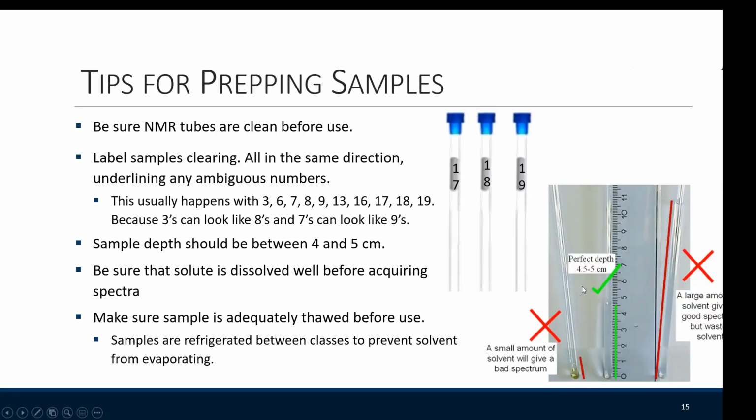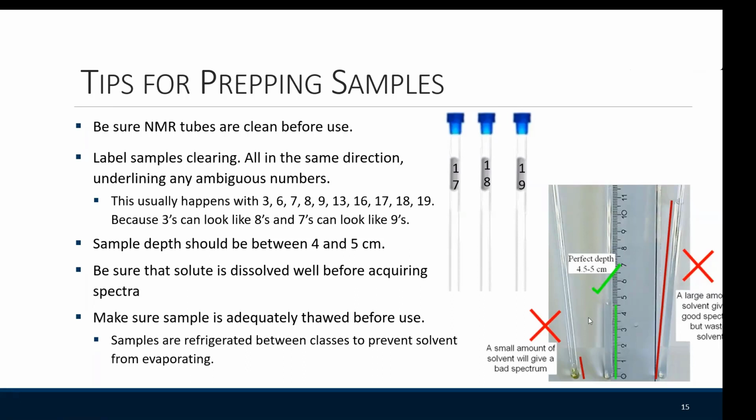And when you fill up your NMR samples, make sure you fill the solvent to 4 to 5 centimeters from the bottom of the tube. Don't fill too much, as there'll be a waste, and don't fill too little. If you fill just a little bit to cover the bottom of the tube, then your signal will be very weak and won't be able to give you a good result. A good result means a very good signal to noise ratio.